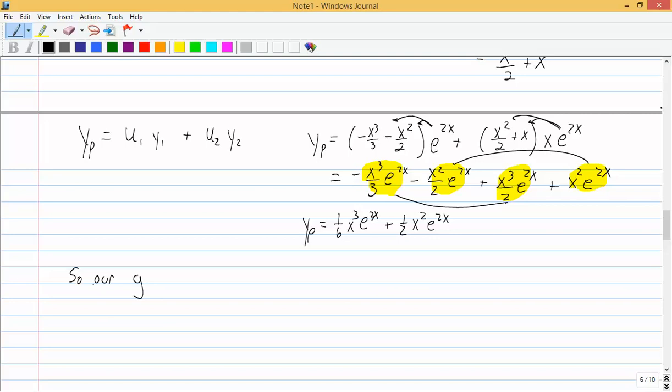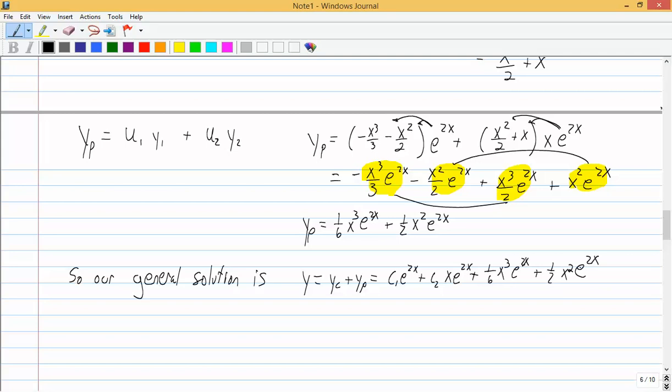I am over and I apologize. So our general solution is y equals y sub c plus y sub p equals c sub 1 e to the 2x plus c sub 2 x e to the 2x plus 1/6 x cubed e to the 2x plus 1/2 x squared e to the 2x. That's what we'll pick up on Monday.